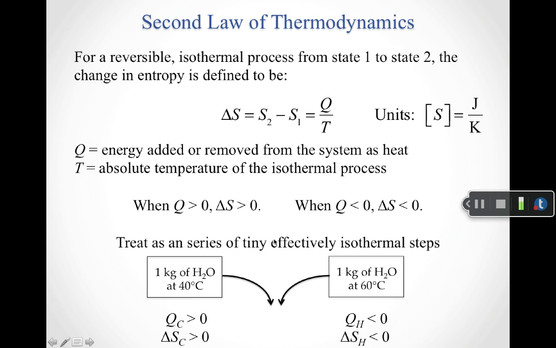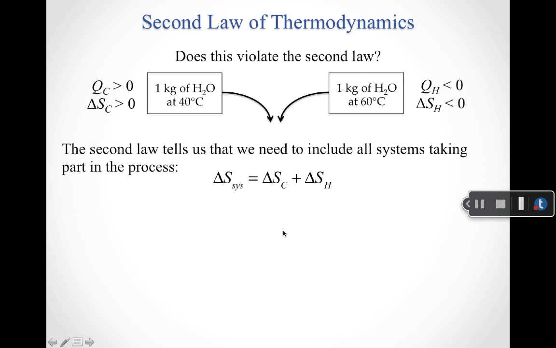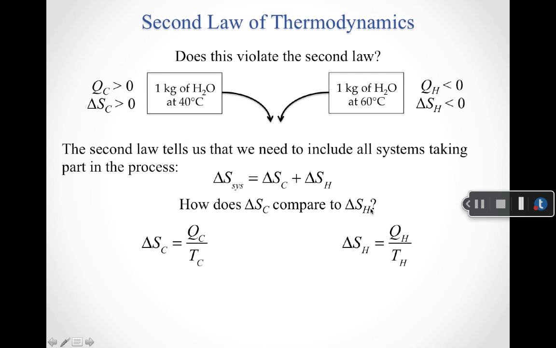So I can do that sort of qualitatively in thinking about this problem. And so when I want to think about, does this violate the second law? Well, again, the second law tells us that we've got to include all of the systems taking part in the process. And so that means I've got to take into account both the change in entropy of the cold water and the change in entropy of the hot water. Well, I know that the change in entropy of the cold water is going to be positive. The change in entropy of the hot water is going to be negative. And so really this becomes an issue of how much the entropy changes for the cold water compared to the entropy change of the hot.